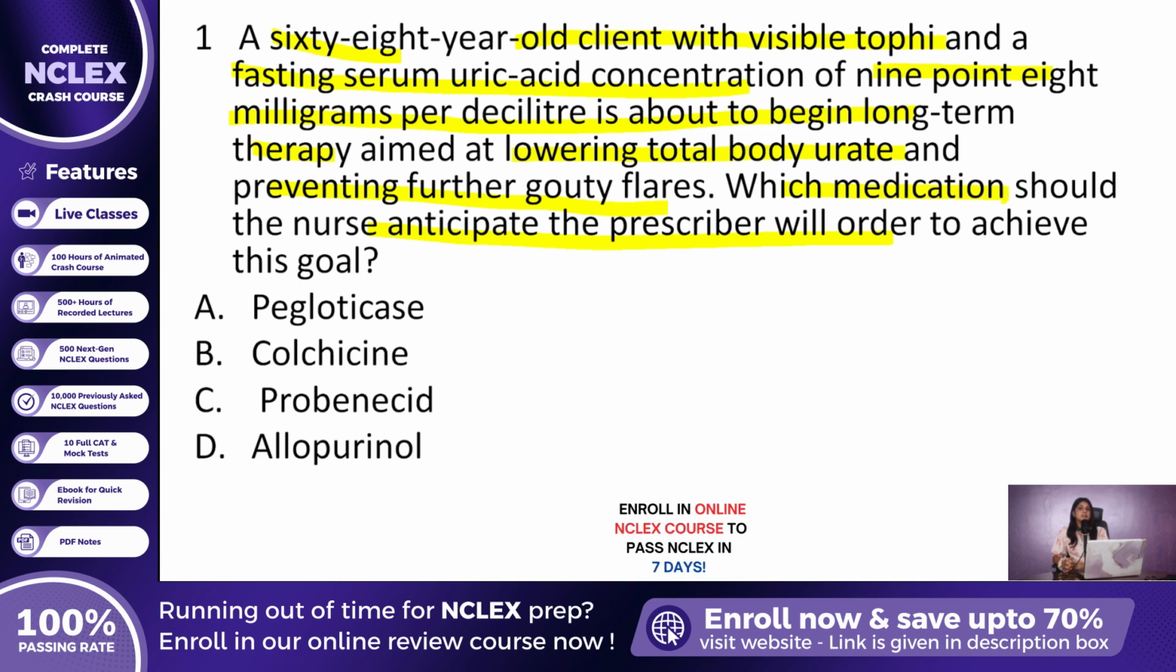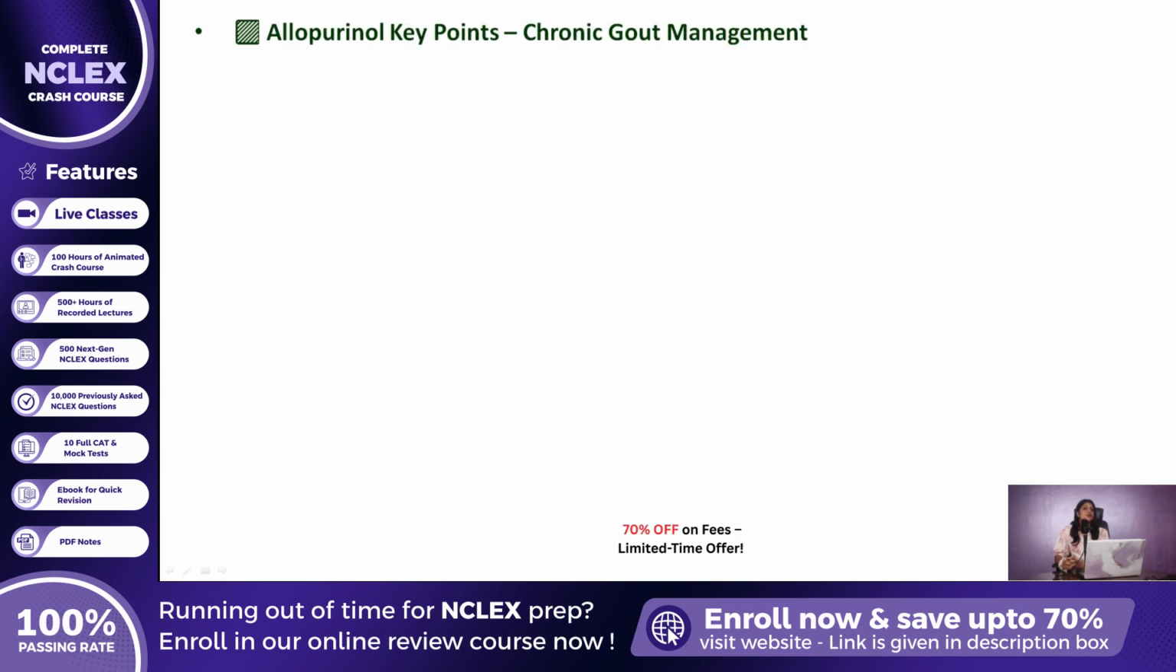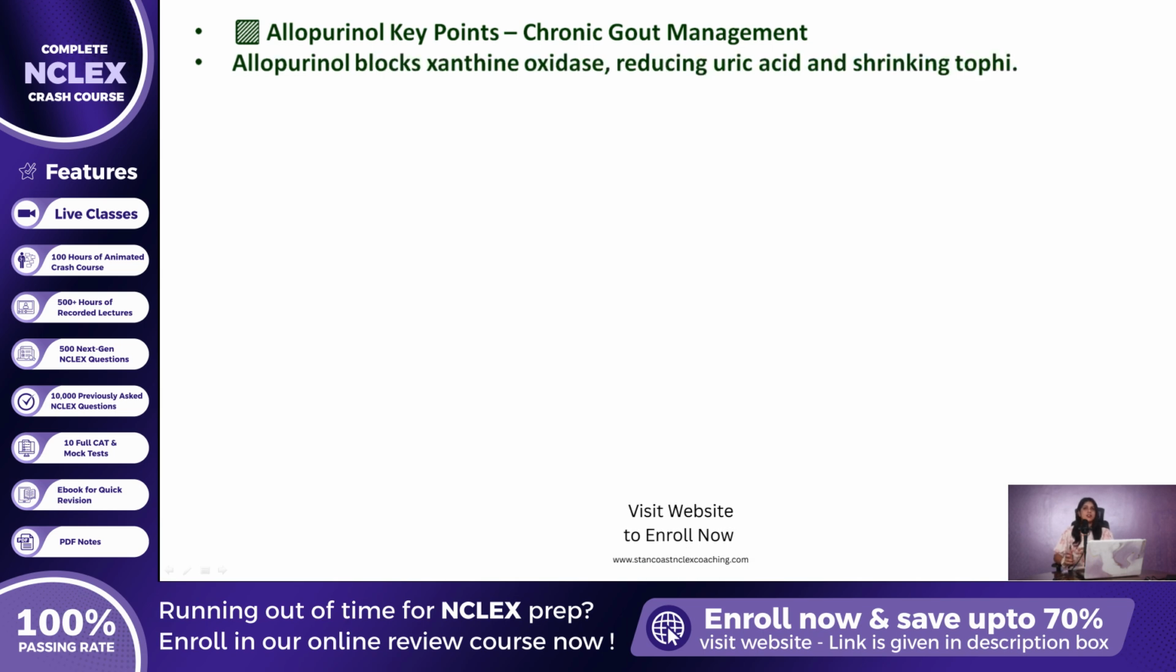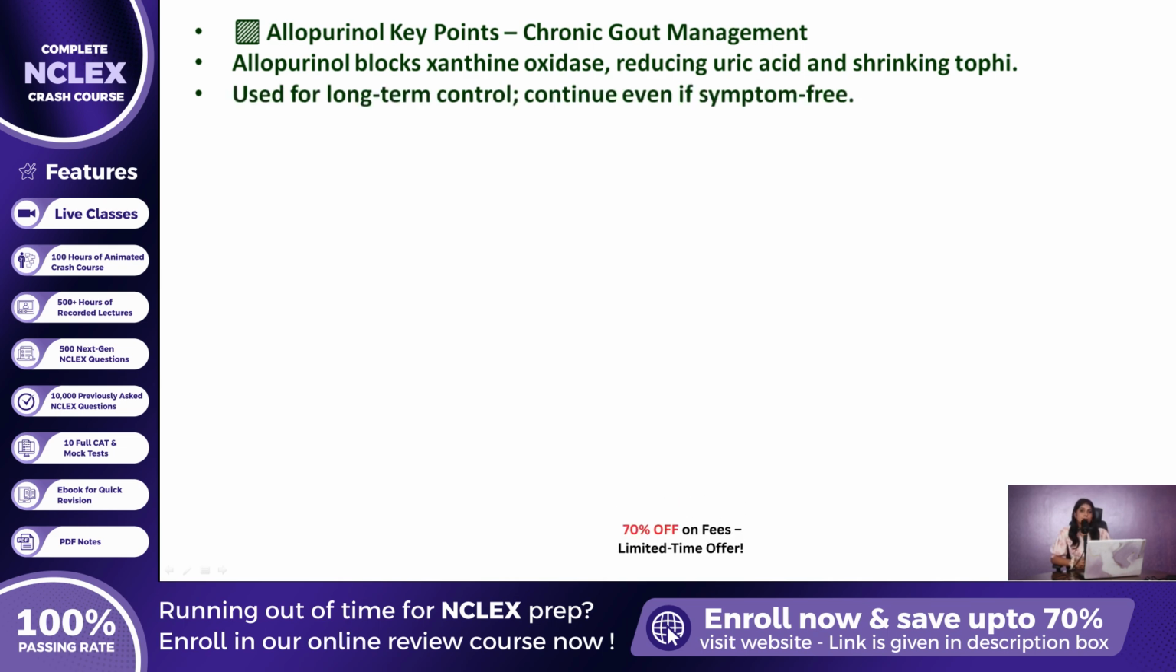Here is the most likely prescription. Correct answer is option D, allopurinol. Let us unpack the reasoning so it truly sticks. Option D is correct because allopurinol, a xanthine oxidase inhibitor, blocks the enzymatic conversion of hypoxanthine and xanthine to uric acid, steadily lowering serum and urinary urate, shrinking tophi, and sharply reducing flare frequency. Since it tackles the underlying hyperuricemia instead of merely soothing inflammation, clients remain on it for life, even when symptom-free.